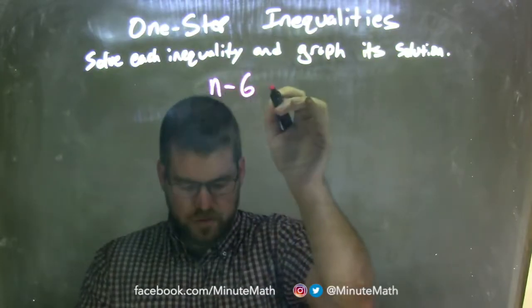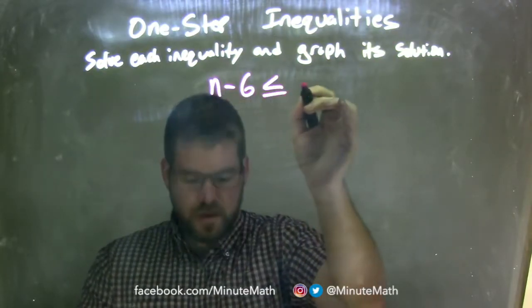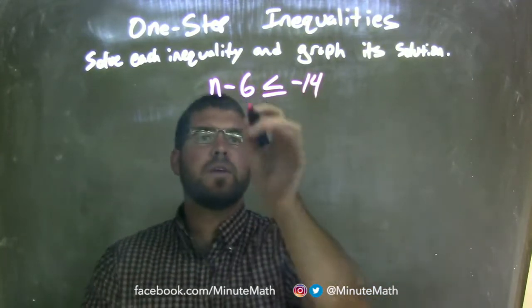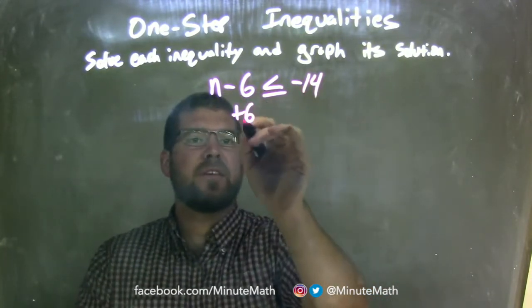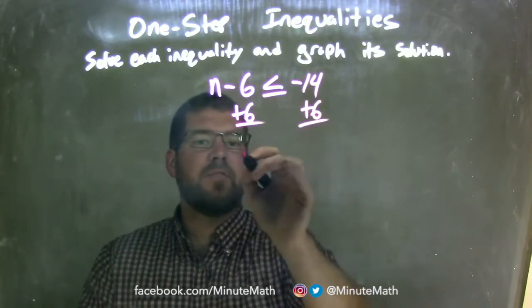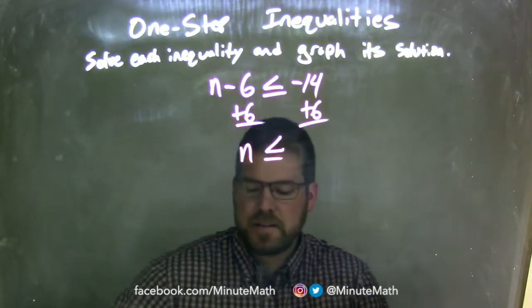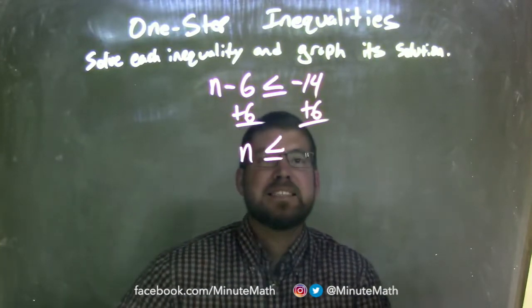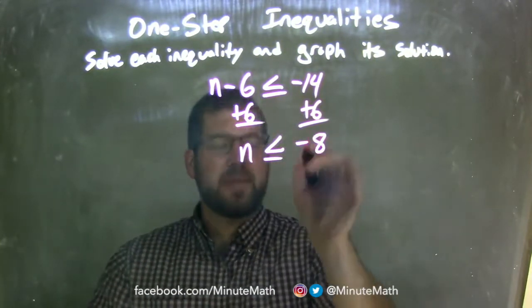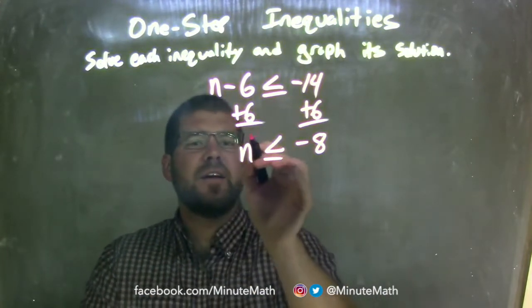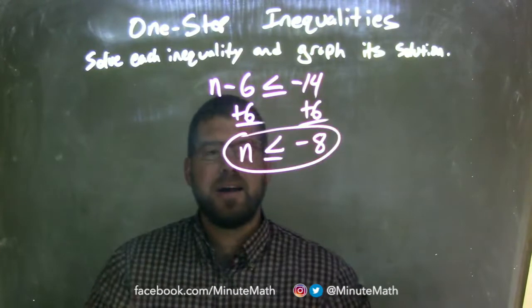And n minus 6 is less than or equal to negative 14. Okay? Well, first thing, I'm going to bring the 6 over. So I'm going to add a 6 to both sides. That leaves me with n by itself is less than or equal to, well, it's negative 14 plus 6. And we're looking at a negative 8 there. Okay? So we have n is less than or equal to negative 8. Fantastic. We got a nice little answer there.